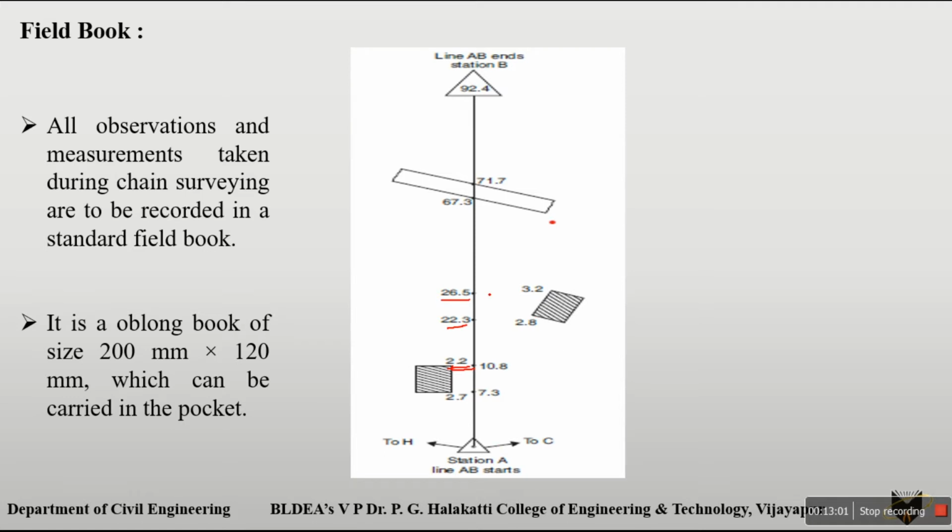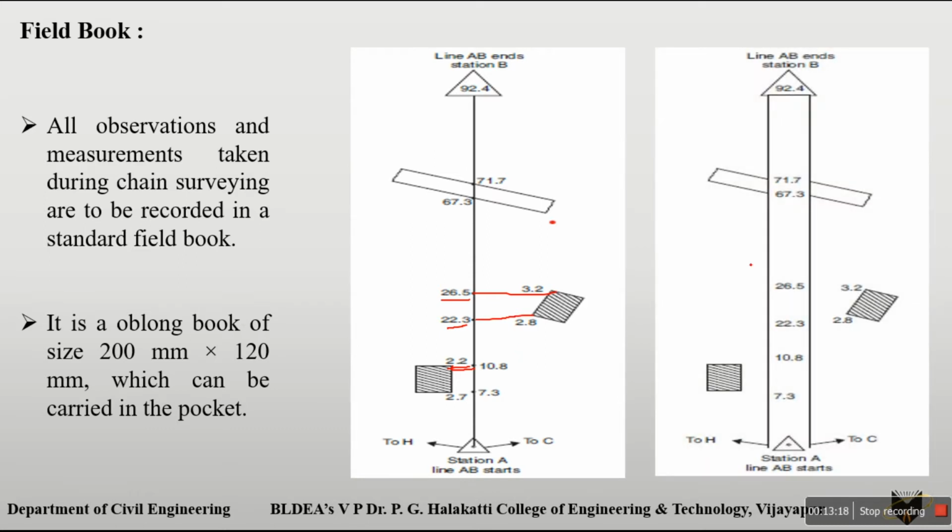Okay, similarly like this, from here to here is 3.2 meter, here to here it is 2.8 meter. Like that you have to record in the field book, that is the single line field book. Suppose if it is double line, these are the two lines, so you can write the distances in between these two lines.